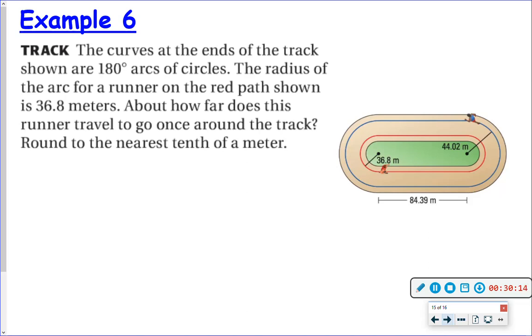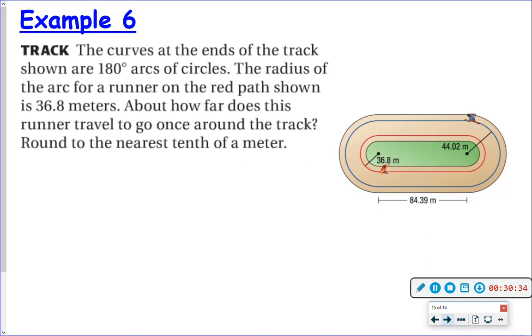Now, why is that important? I'm going to stop reading for a second. 180 degrees is how much of a circle? Half. So we have 2 half circles here on the ends. 2 half circles makes 1 full circle. 2 half circles makes 1 whole circle. Right, a little mental math. Gabby, I'll look at that for you when we're done.